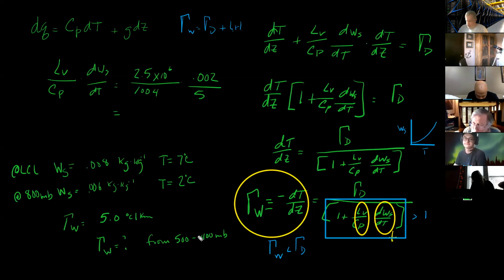Just the wet. So you know what it is when you get up there? Oh, well, yeah, the dry is always constant. Ellison, you still use 2.5 times 10 to the 6 as your latent heat, right? Yeah. Okay.